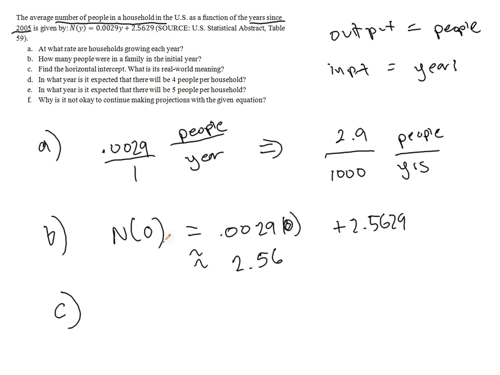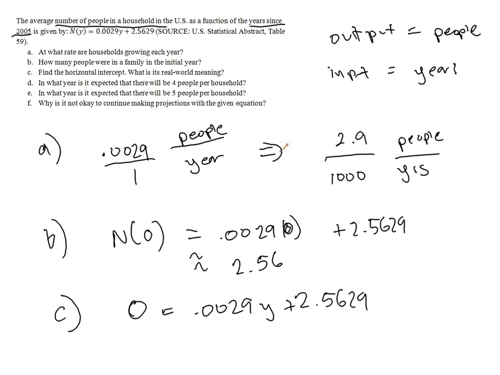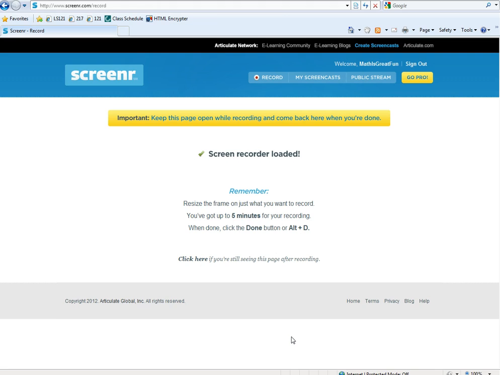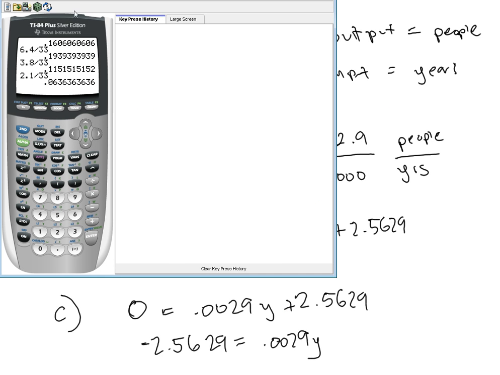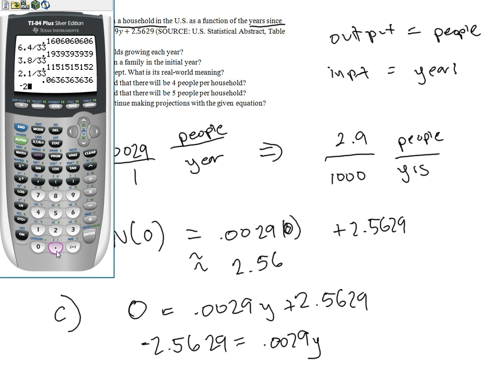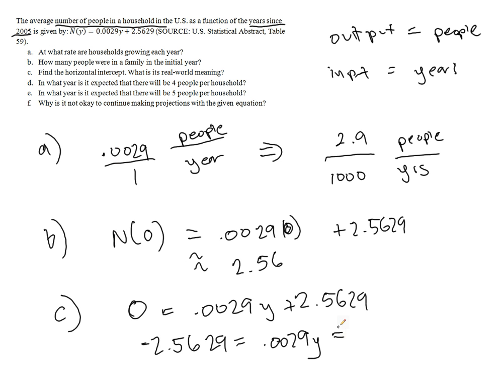Find the horizontal intercept. What is its real-world meaning? So this is where our output is 0: 0.0029y plus 2.5629. So we subtract 2.5629, get negative 2.5629 equals 0.0029y. And now we'll come over to our calculator and type this in. We'll do negative 2.5629 divided by 0.0029, and we get negative 883, which we can already tell is kind of a strange value. So it's about negative 884.